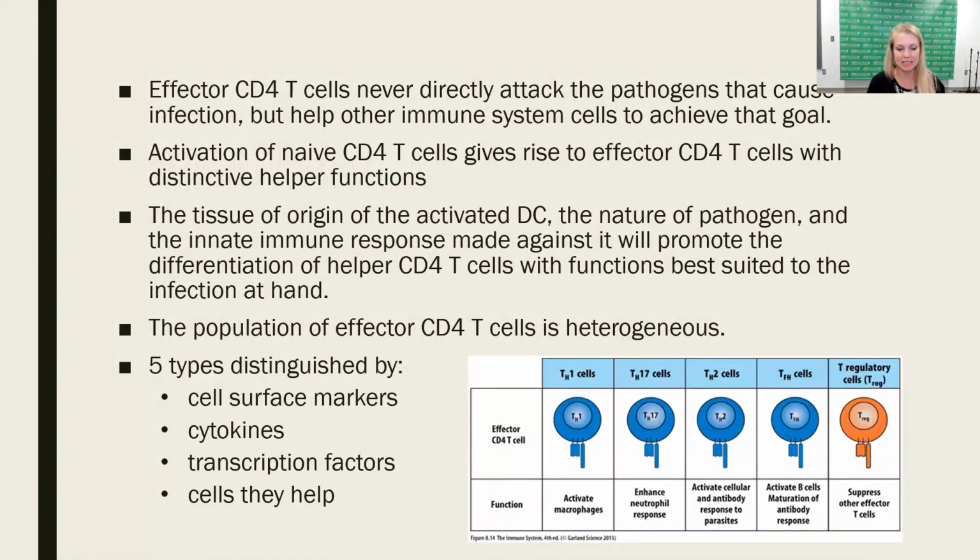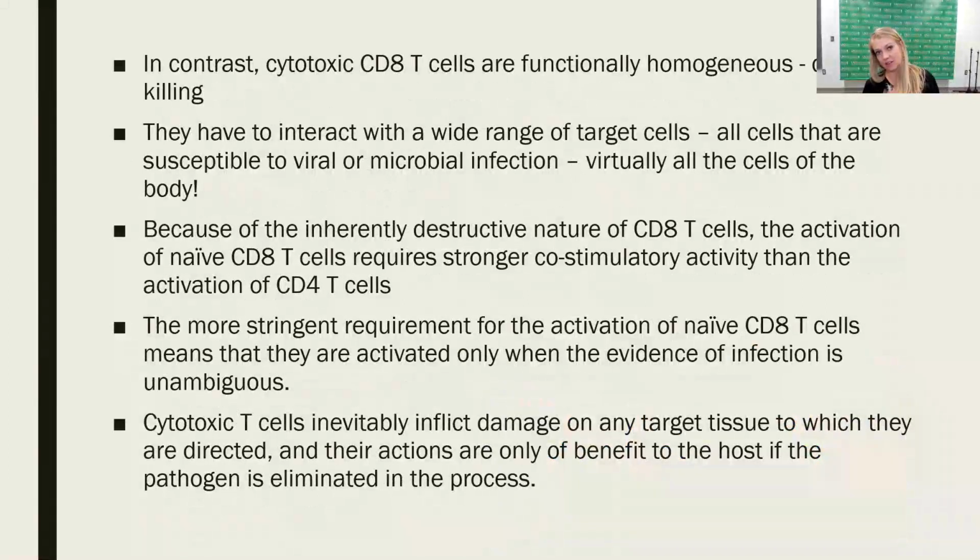You can see we have them listed there: helper 1, helper 17, helper 2, T follicular helper cells, and then the Tregs are a little bit different. We talked about those slightly, but anyway, we will look at those in more depth in the next lecture. Now, CD8 positive T cells are different in that they only have one effector function, and that's to kill. That is their name.